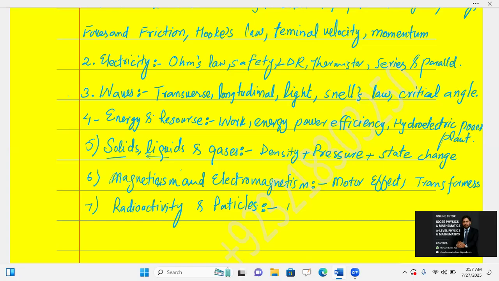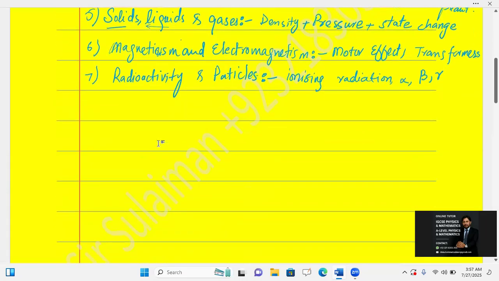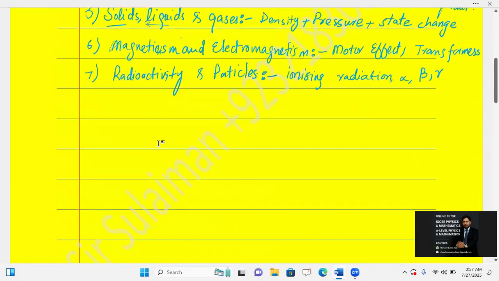After that, ionizing radiations. We are going to discuss alpha, beta, and gamma, and their effects in magnetic fields and electric fields, which will be explained in complete detail later on. After that, we will also go towards the Einstein equation.